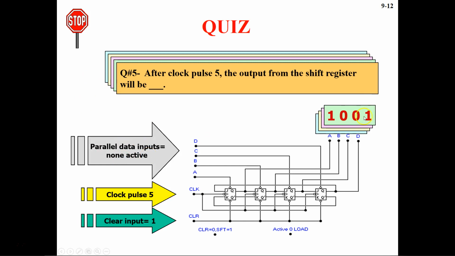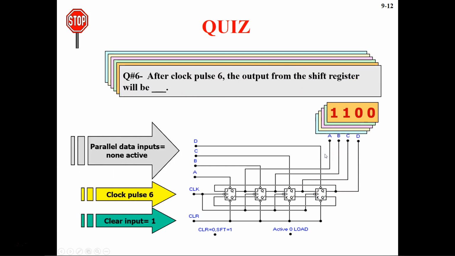Now what you're going to get: this one will go into here, and then this output will get into this flip-flop. Which means at the output of this flip-flop you're going to get 1, and at the output of this flip-flop also you're going to get 1, and the rest of them are going to be 0. That's why you have the answer 1 1 0 0.